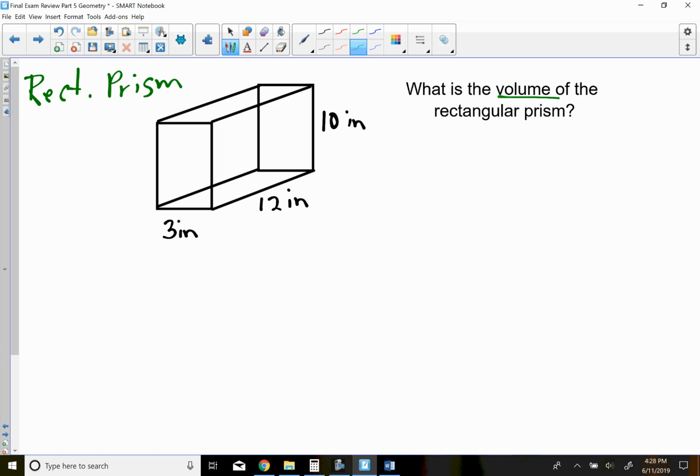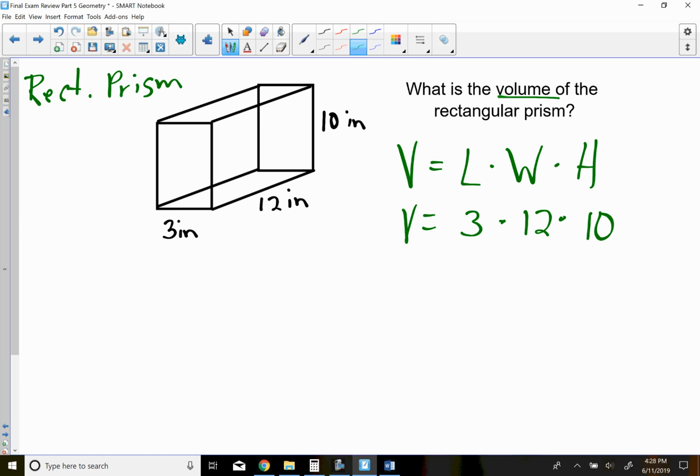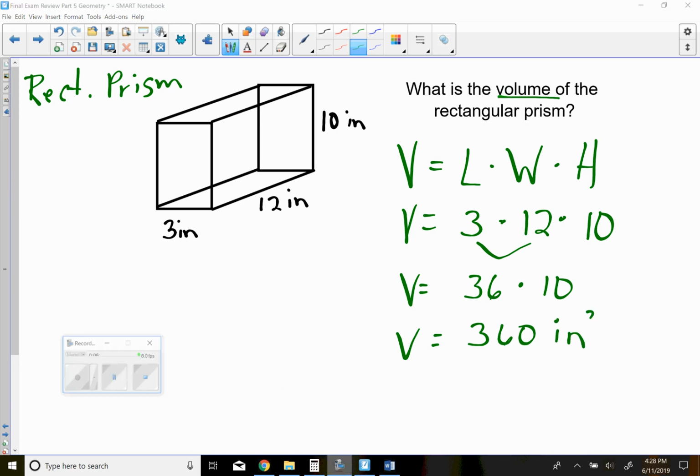That's a volume question. So for rectangular prisms, the volume is equal to the length times the width times the height. This is only for volume, not for surface area. So to find the volume, the length is 3, the width is 12, and the height is 10. So I can multiply in any order that I want. Here I know that 3 times 12 is 36, and 36 times 10, well, times 10 moves it 10 times bigger, so 360.